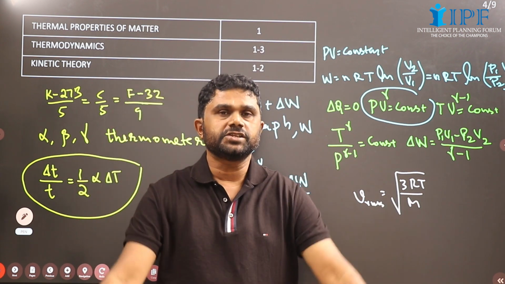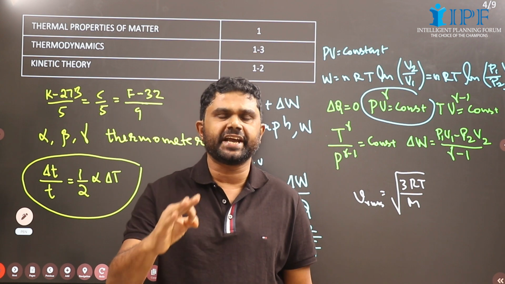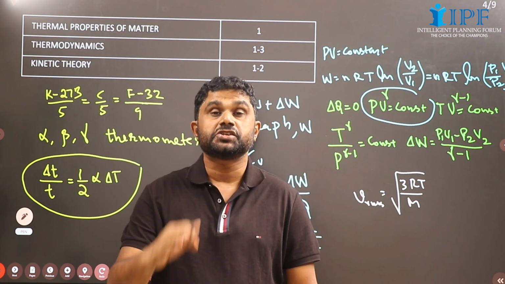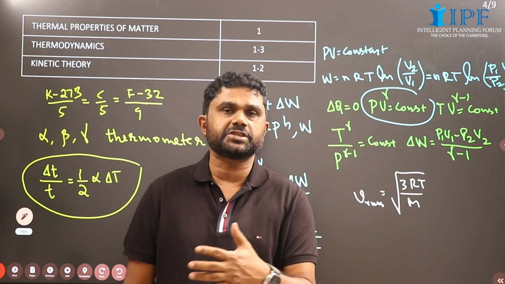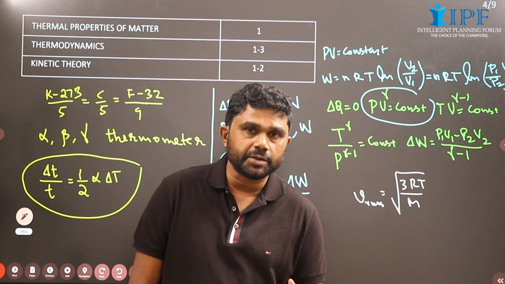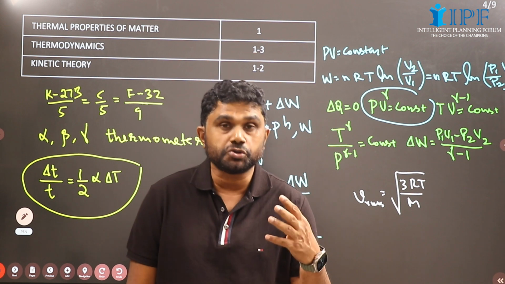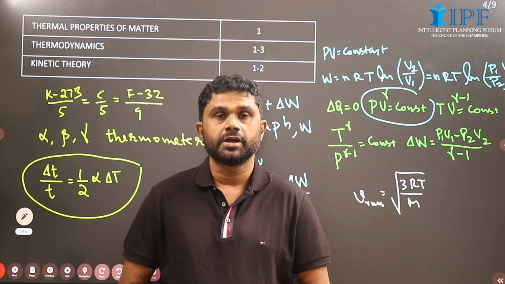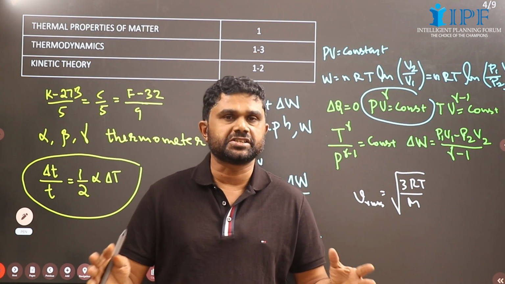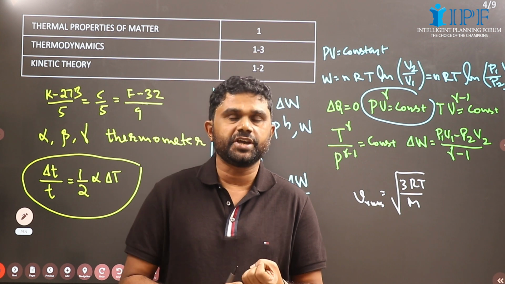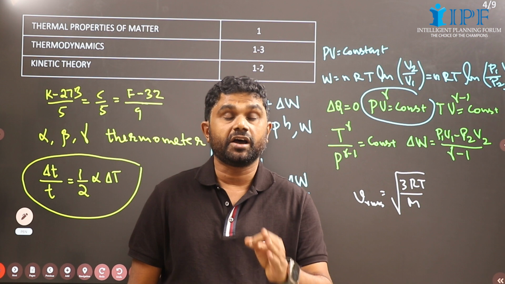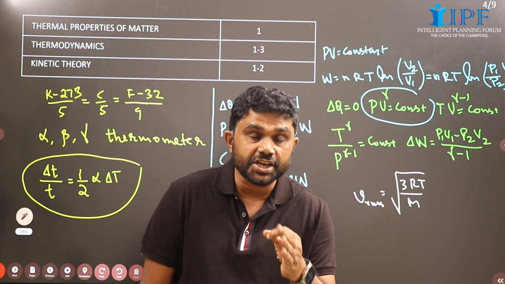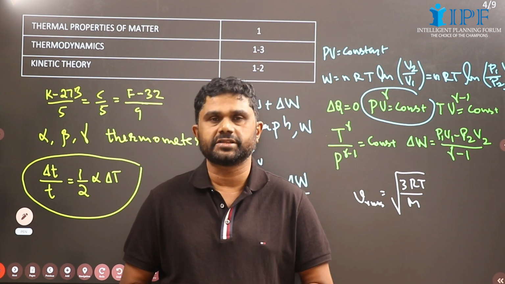Now after the isothermal process, what is the next important process? It is nothing but the adiabatic. See, in an isothermal process, temperature is constant. In an isobaric process, pressure is constant. In an isochoric process, volume is constant. But in adiabatic, nothing is constant. Pressure varies, volume varies, temperature varies. But there will not be any exchange of heat between the system and the surroundings.